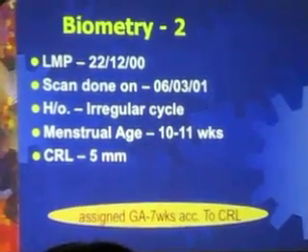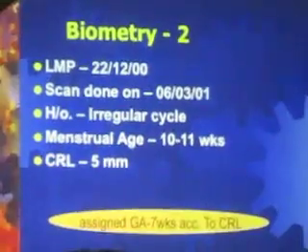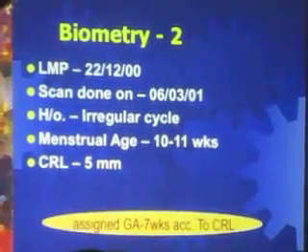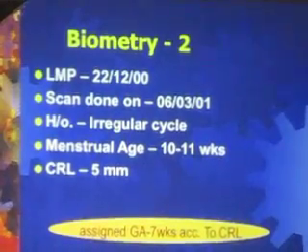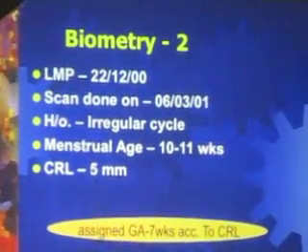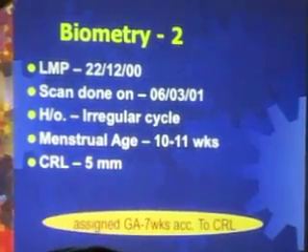Here's another patient who has irregular cycles. Menstrual age is 10 to 11 weeks. CRL is only 5 millimeters. So we said 5 millimeters plus 42 is 47 days. According to that, she is about 7 weeks plus according to CRL, whereas according to menstrual age it is 10 to 11 weeks. So we will change our dates at this point.